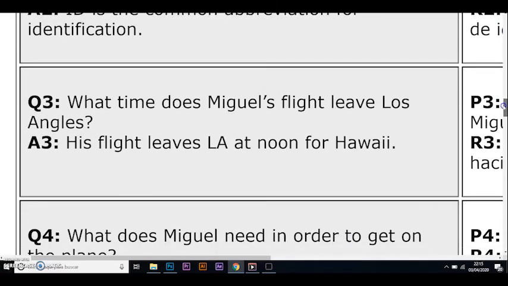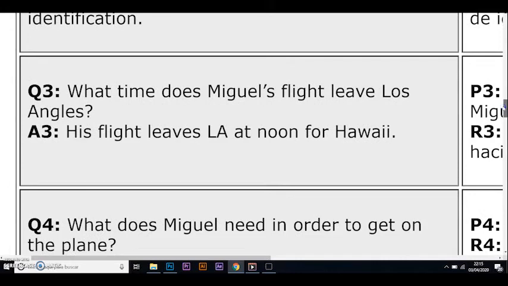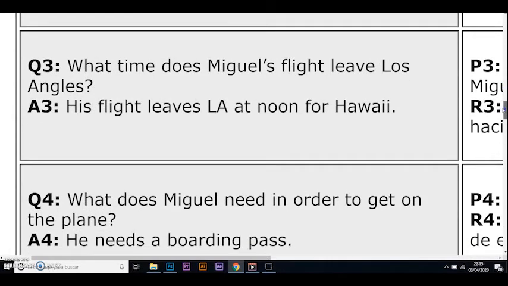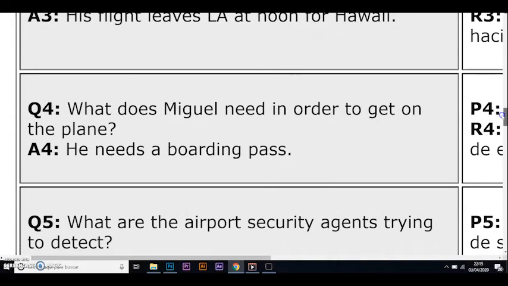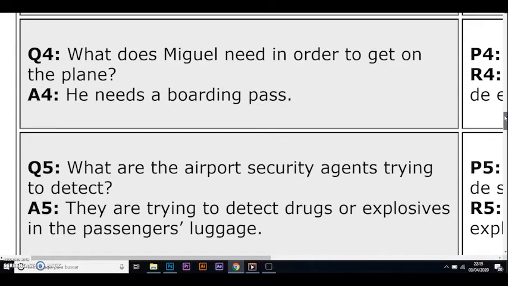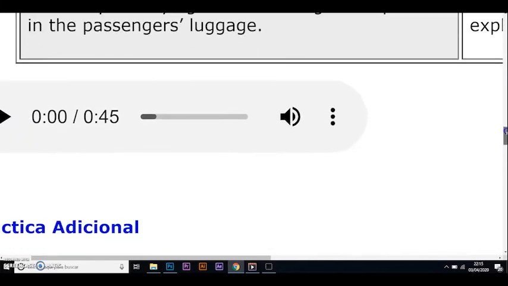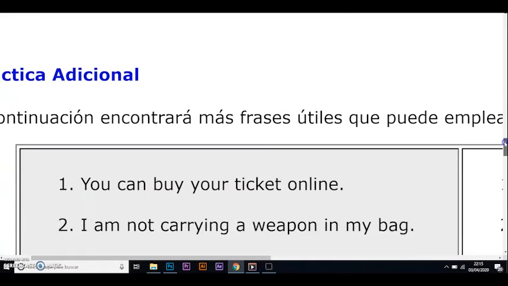What does Miguel need in order to get on the plane? He needs a boarding pass. Like everybody. If you don't have the boarding pass, you cannot enter the plane. What are the airport security agents trying to detect? The most common things they are trying to detect are explosives and drugs. They are trying to detect drugs or explosives in the passengers' luggage. Always.